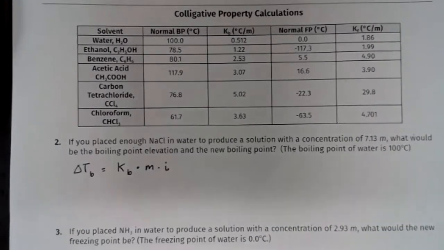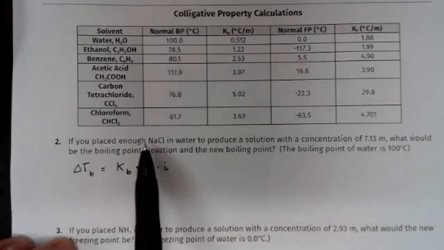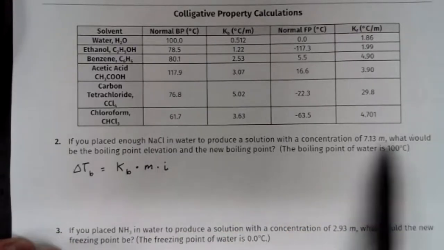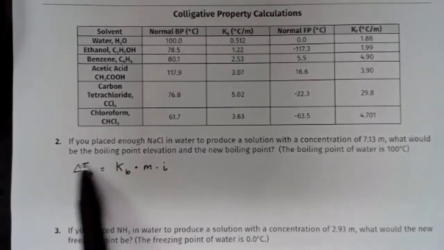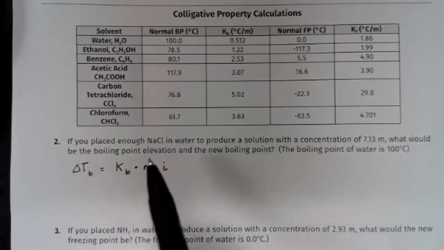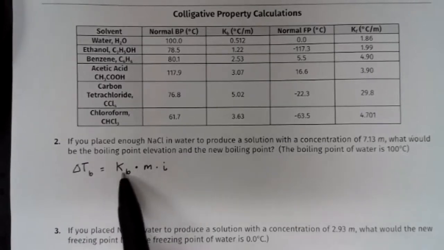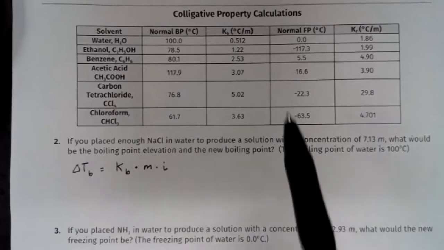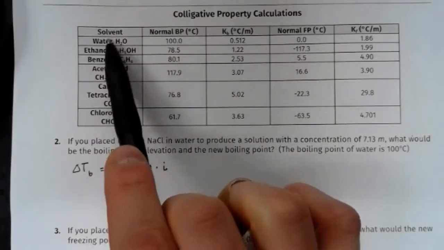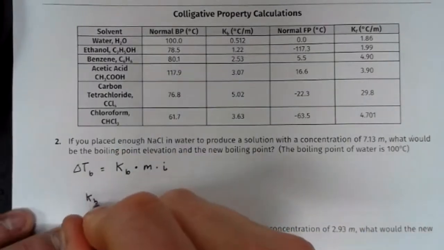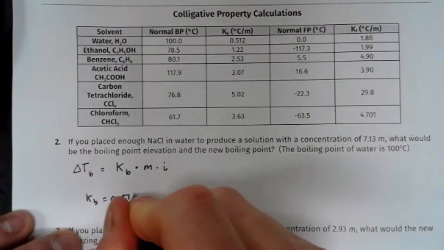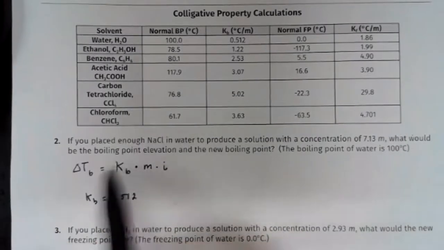So just like anything else, what I always like to do is look at the information that's given to me in the question, so that it helps me plug those variables into the equation. When we look at our equation, this is what we're solving for, the change in temperature. We have our Kb, our boiling point constant. Again, we're dealing with water here, so for H2O, the Kb is 0.512. That's going to be something we plug into our equation.